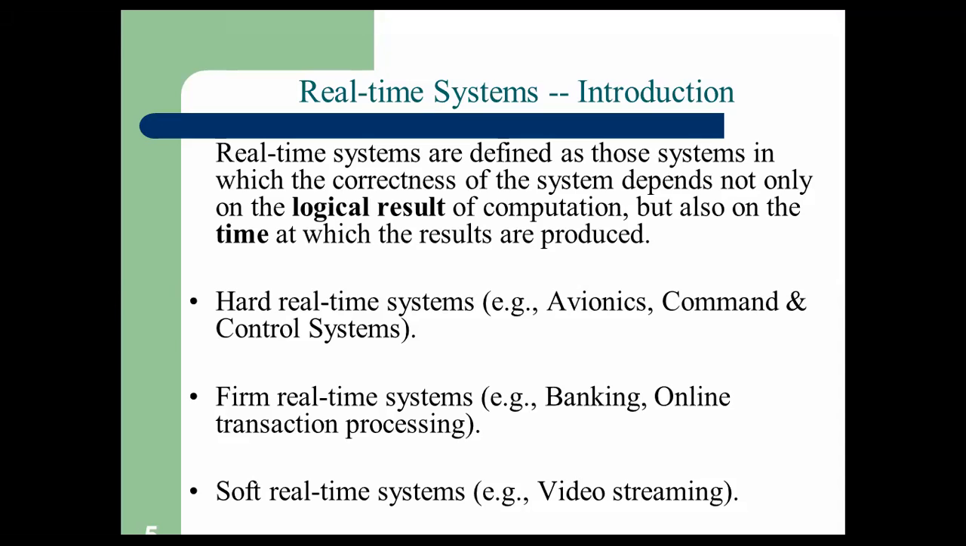So that is the hard real-time systems. Second is the firm real-time systems: banking system, online transaction. Soft real-time systems: video streaming. Now we have the connectivity.